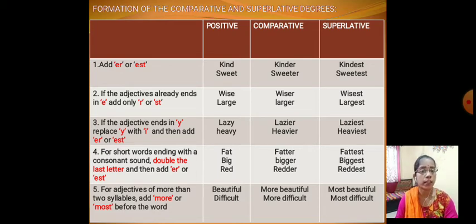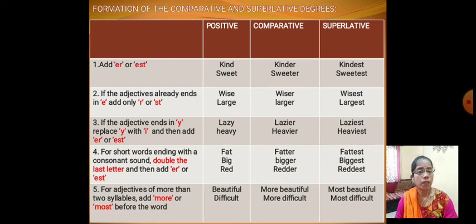Here we have to do one thing: if the word ends with y, we have to remove the y. Instead of y, we write i, er for the comparative degree and est for the superlative degree. It means lazy, lazier, laziest, heavy, heavier, heaviest. Instead of y, we use i, er or est. Fourth one, for short words ending with a consonant sound, double the last letter and then add er or est.